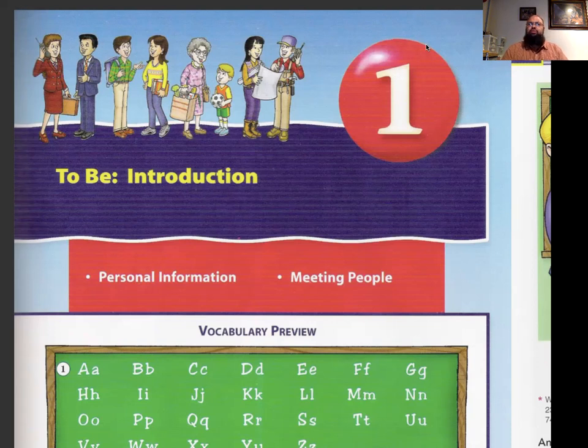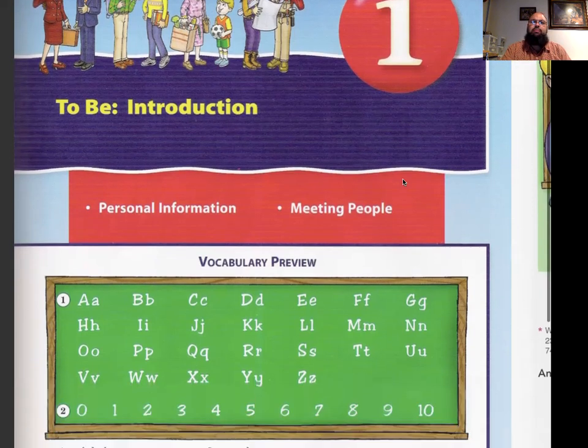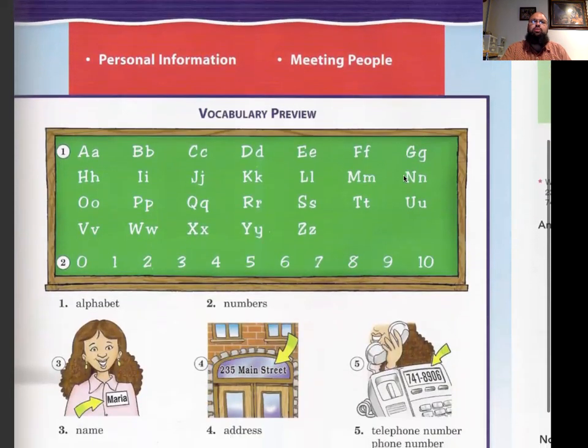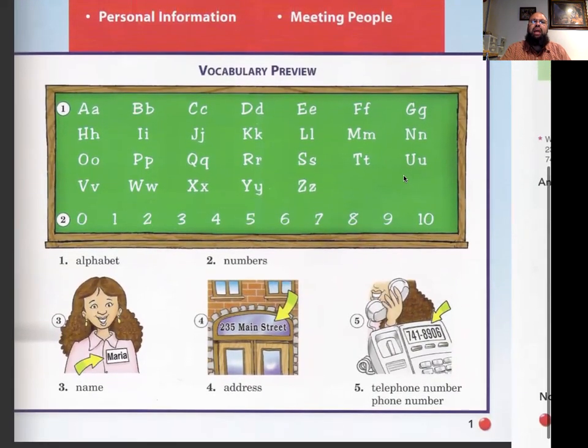So we're going to be talking about doing an introduction today. We're gonna talk about personal information and meeting people. First of all, we're going to start with the alphabet. So I want you to repeat after me. A, B. Remember, you're gonna say the letter B, lips together, B, B, B.